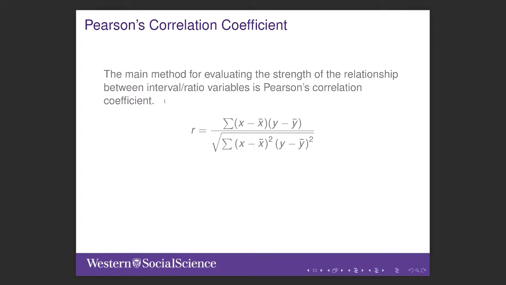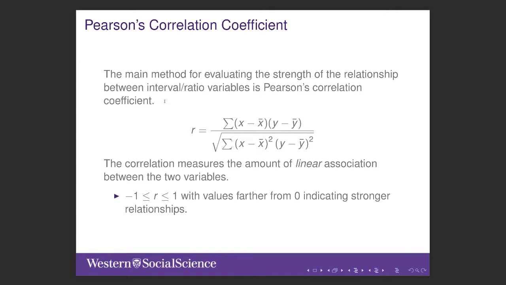In the denominator, we take the product of squared deviations of each variable from its mean. We sum those products across all observations and take the square root of the sum. We then divide the numerator by the denominator and get the correlation coefficient.